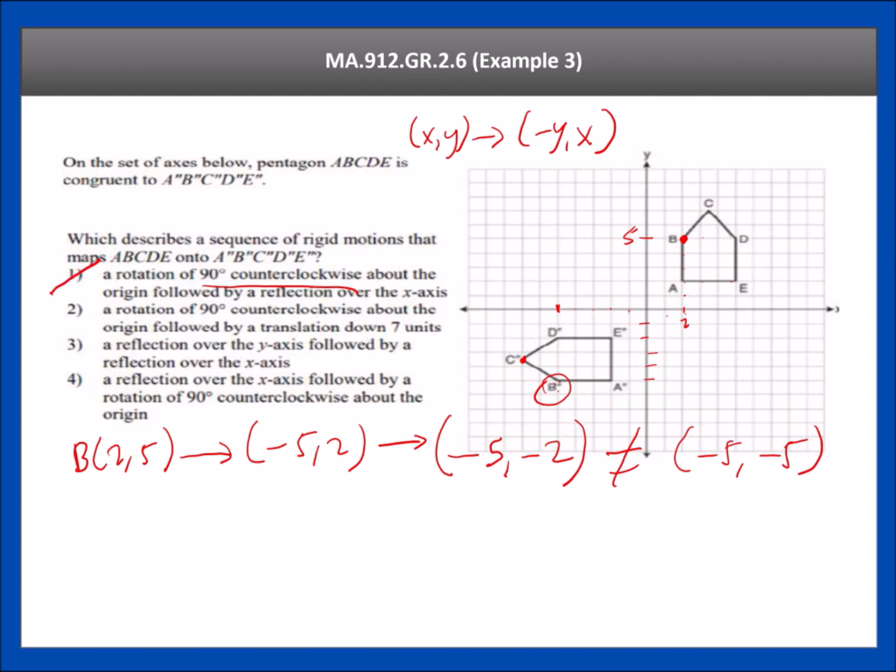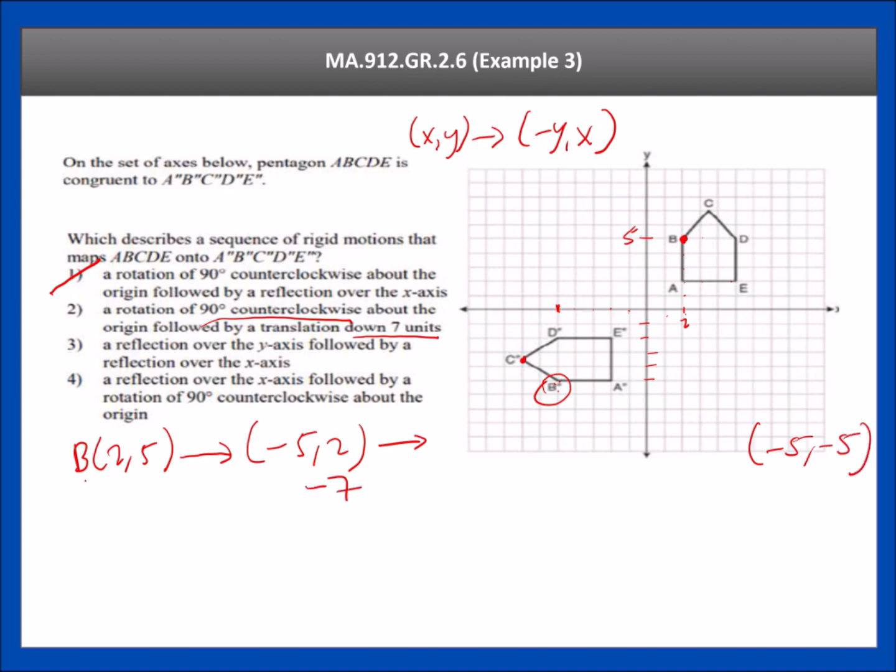We'll go ahead and do number 2. So 90 degrees counterclockwise. So that means this is going to transform to this. And then we are going to follow that up with a translation down 7 units. So if I do down 7 units, let me just write down, it should be (-5, -5) when we do this. If we do down 7 units, well then we got to subtract 7, right? 2 minus 7 is -5. Does that match up? Yes, it does match up. So that looks to be the transformation.